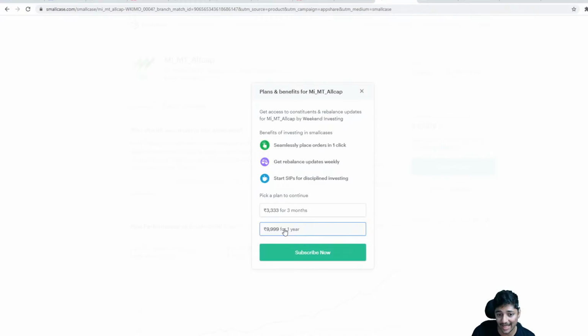That is for 1 lakh investment. But if you're telling me, Shashank, no, I'm going to do an SIP, and I'm going to invest at least 3 lakhs in a year, or at least 5 lakhs in a year.